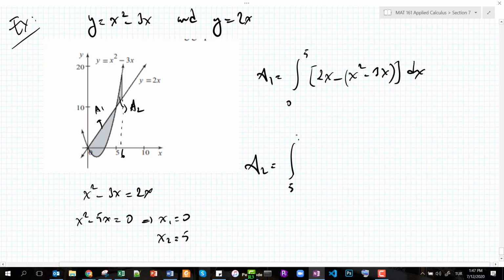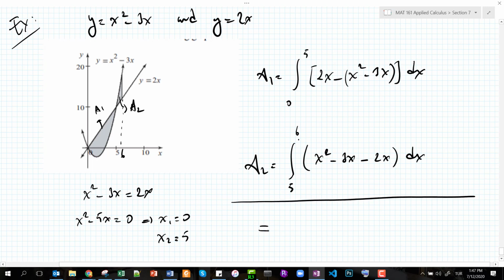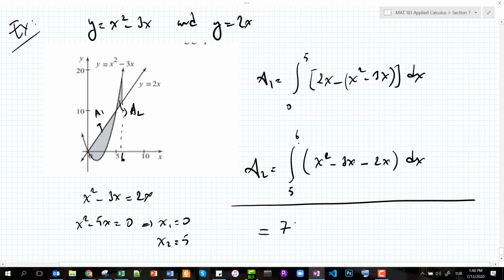So 5 to 6, but this time, who is above? The parabola is above the curve. That is why x squared minus 3x minus 2x needs to be solved. If you solve these both problems, after taking the integral and then using the endpoints, it will give you this, which is 71 over 3.